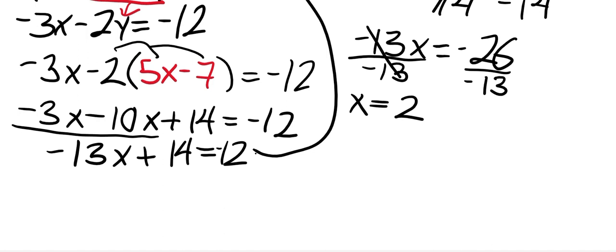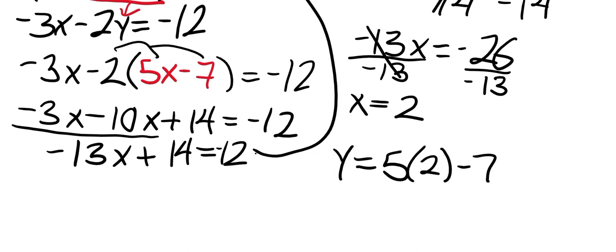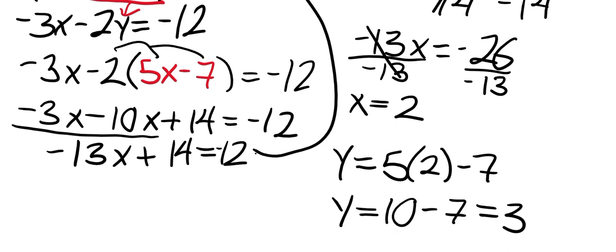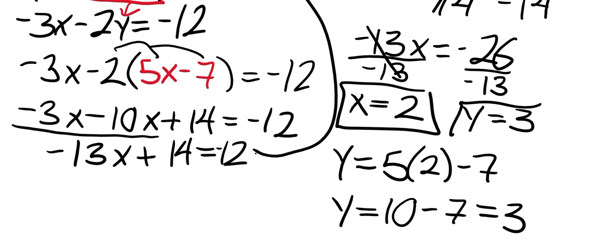Now to find the y value, we're going to plug in x equals 2 into our equation for y. 5 times 2 minus 7. 5 times 2 is 10. Minus 7 is 3. So we have that x equals 2 and y equals 3.